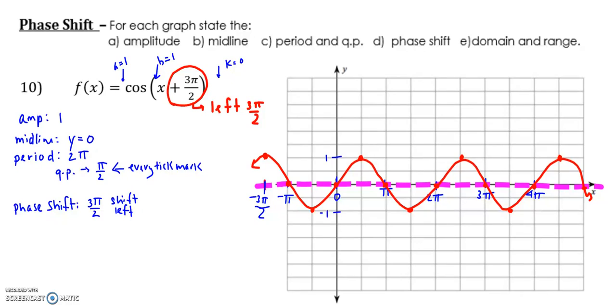All right, let's look at, oh, I'm sorry, I forgot to do the domain and range. That should be easy for us because our domain is negative infinity to infinity. We should all know that one. And then my range, well, that's just my max and my min here. So my range goes from negative 1 to 1.